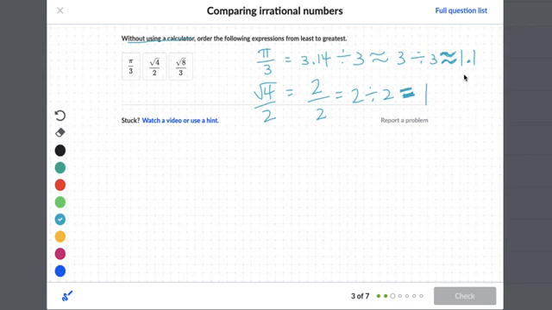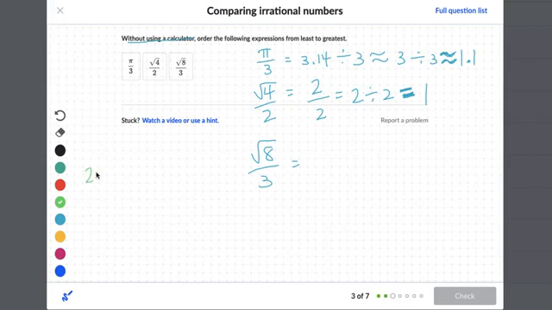We don't even know if it's 1.1. We're just kind of estimating because it's a little bit higher than 3 divided by 3. Normally, if it were 3 divided by 3 exactly, it would be exactly 1. But this was more than 3. And then this one is square root of 8 divided by 3. I need to estimate what square root of 8 is. I need to use my table.